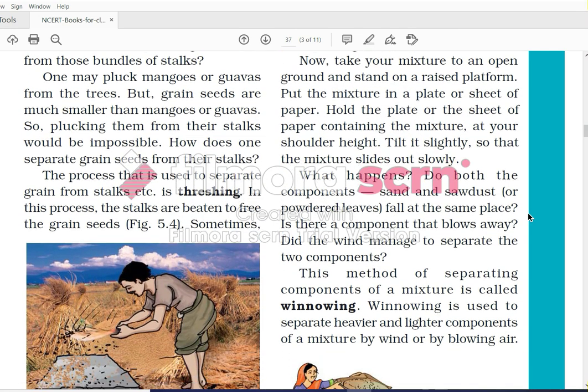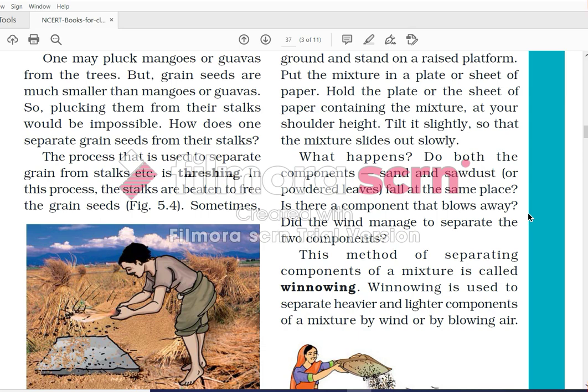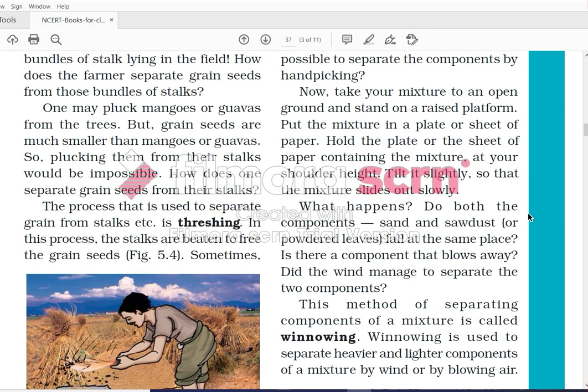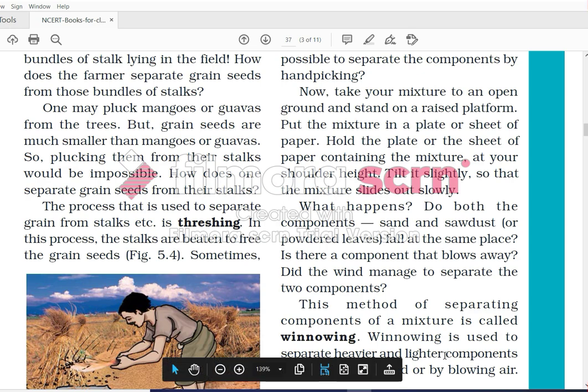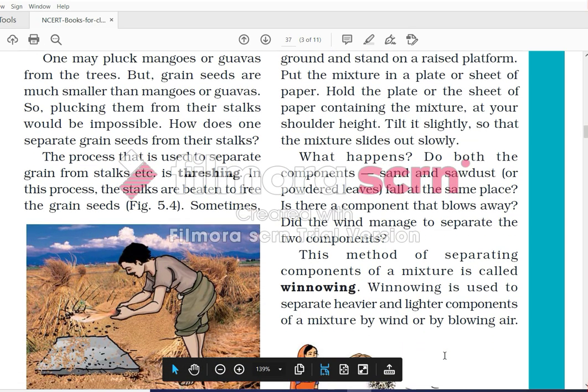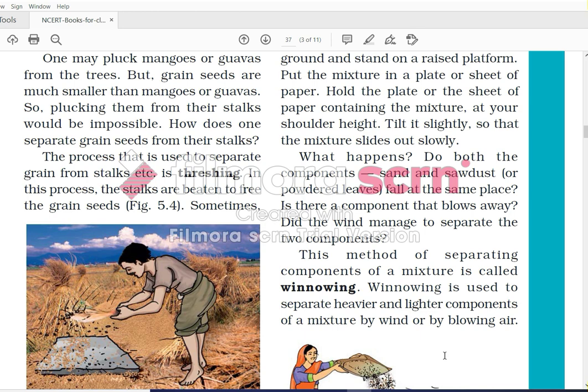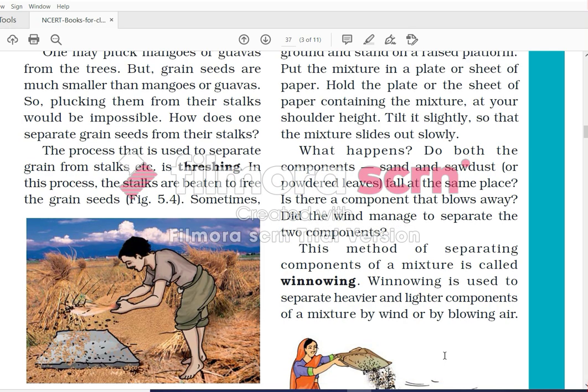It is a very interesting question, how the harvester or the person or the farmer separates grain seeds from those huge bundles of rice or wheat. So one may pluck mangoes or guavas from the trees, but grain seeds are much smaller than mangoes or guavas, so plucking them from their stalks would not be possible. How does one separate grain seeds from their stalks? So it is a very interesting question.